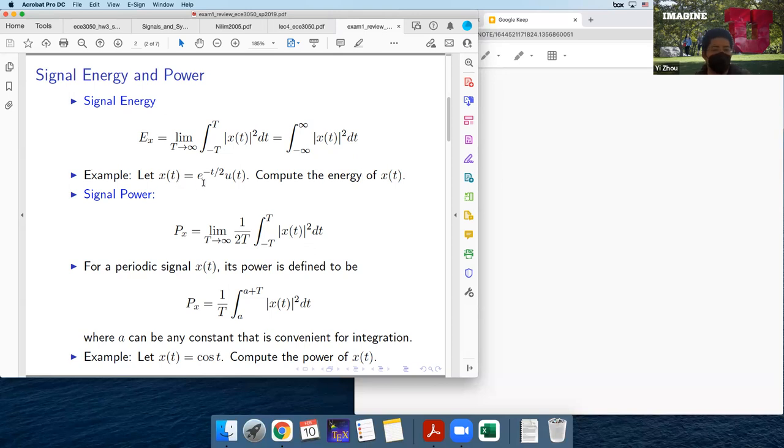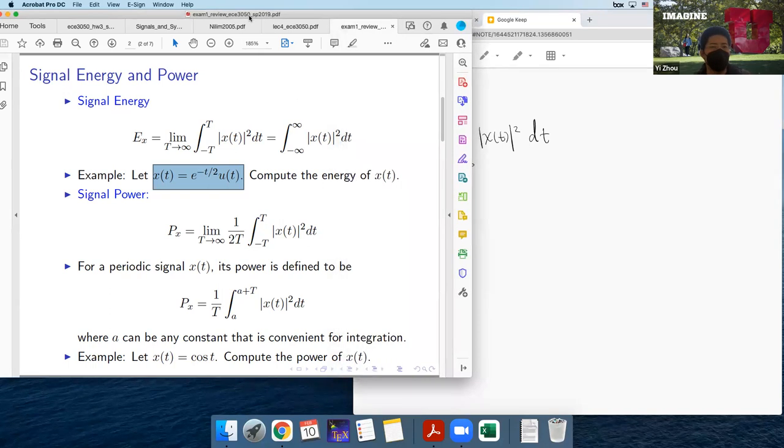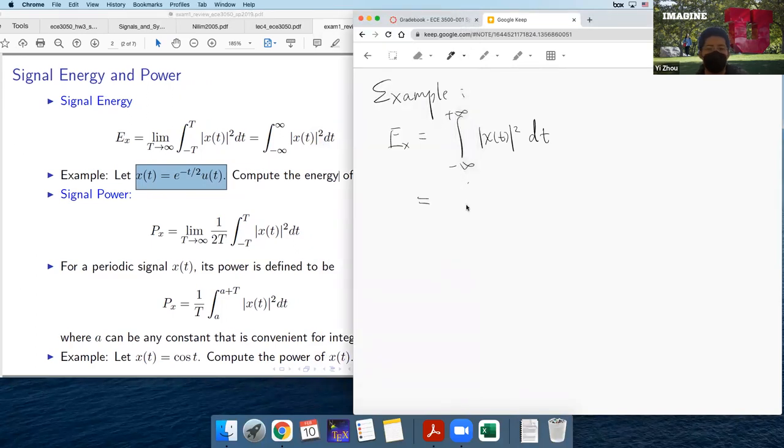Now here's an example: calculate the energy of this causal signal x(t). We can quickly do this. So the energy E_x is... Now, in the exam, always write down the original definition first in case you forget it. And then we substitute x(t) into this formula.